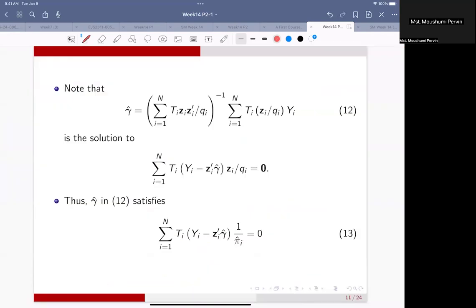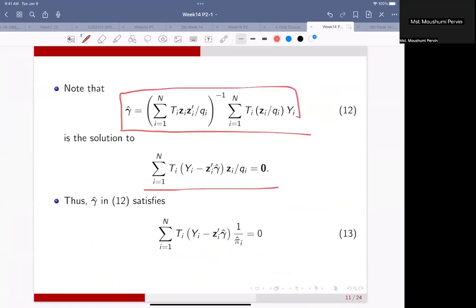Basically, this is the definition, right? This is the definition of gamma hat, and gamma hat is nothing but a solution to this. So probably it may be difficult to derive this one, but this direction should be easy, right? You know how to solve this one to get this one, right? So this part is easy, but this should be equivalent.